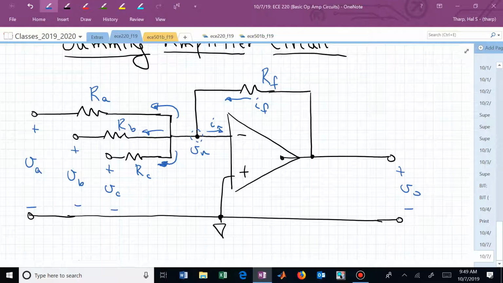How do we do KCL? What's V sub N? What's V sub P? What's V sub P? 0. What's V sub N? 0. So this is 0. This is 0. Now we can write KCL based on that 0 voltage value.